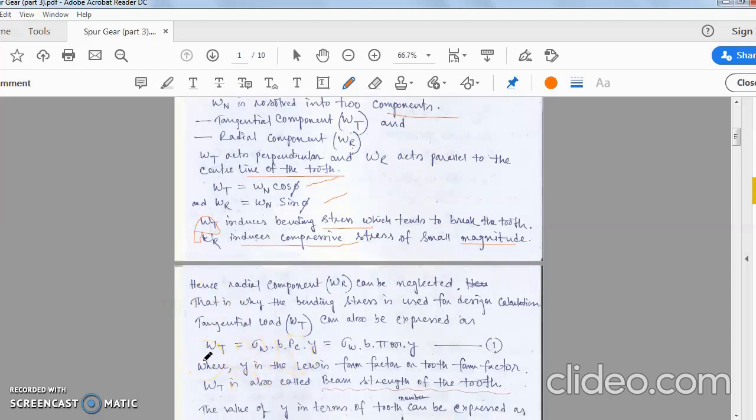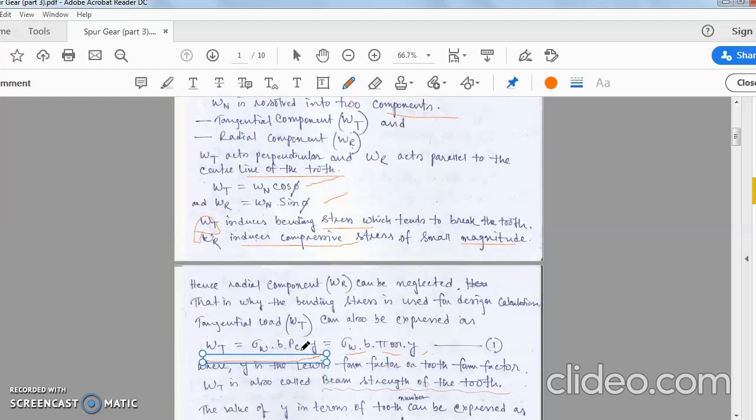In detail, Wt can be represented as sigma W into B into Pc into Y. Just remember this formula. Now sigma W, B, and what is Pc? Pc is the circular pitch. Circular pitch Pc equals pi d by T, and d by T is the module, so Pc is pi m, and Wt equals sigma W into B into pi m into Y. Pc equals pi d by T, that we know from the second class.